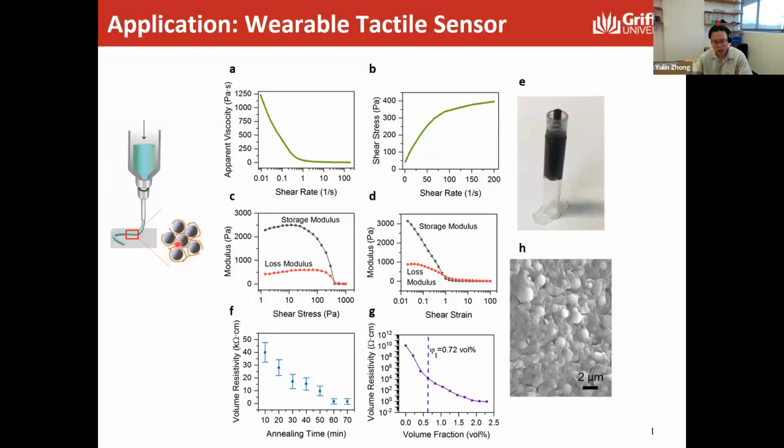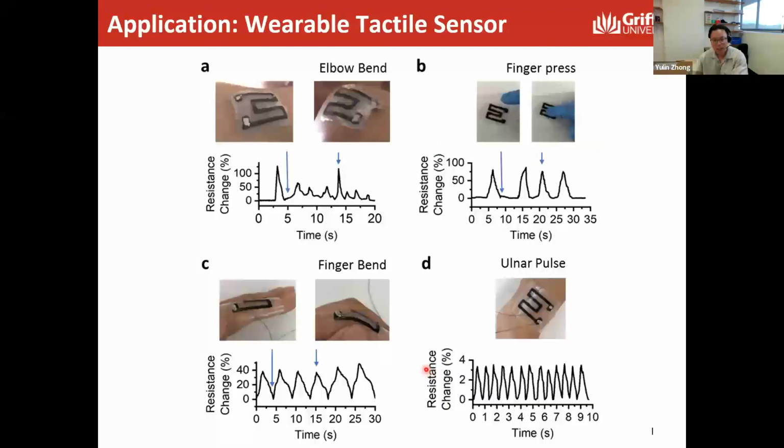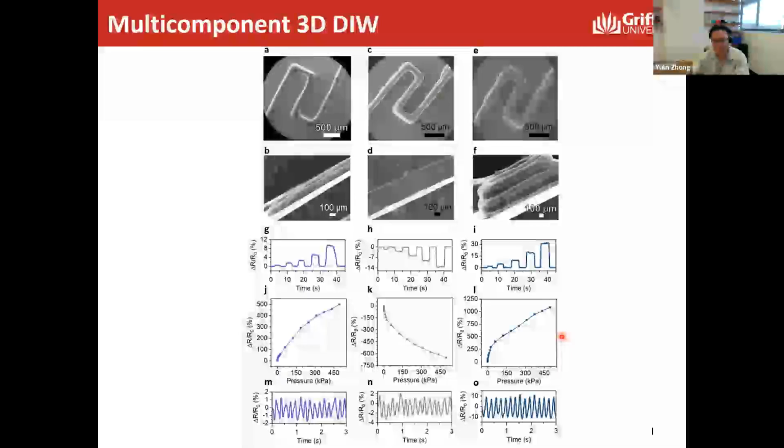So you can control the volume resistivity by the annealing temperature. And this was done at 150 degrees Celsius. So you could get the right volume resistivity that gives us the highest sensitivity. So we could achieve sensors that are good enough even to detect the pulse. I'll just skip this part over here.